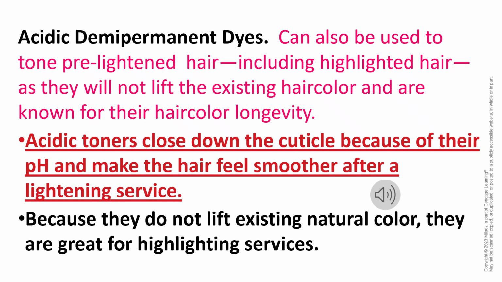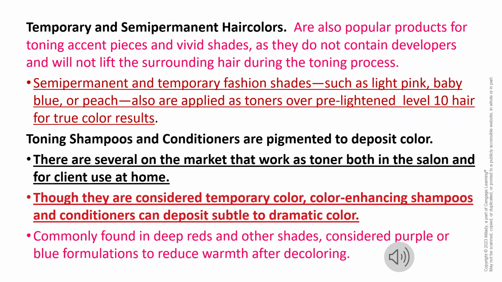Acid toners close down the cuticle because of their pH and make the hair feel smoother after a lightening service. Because they do not lift existing natural color, they are great for highlighting services. Temporary and semi-permanent hair colors are also popular products for toning accent pieces in vivid shades, as they do not contain developers and will not lift the surrounding hair during the toning process. Semi-permanent and temporary fashion shades such as light pink, baby blue, or peach also are applied as toners over pre-lightened level 10 hair for true color results.